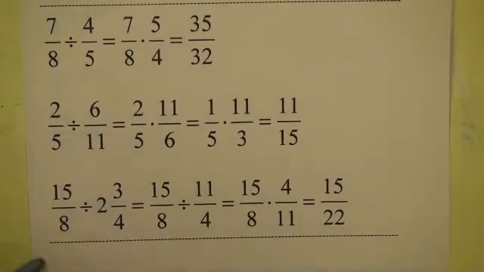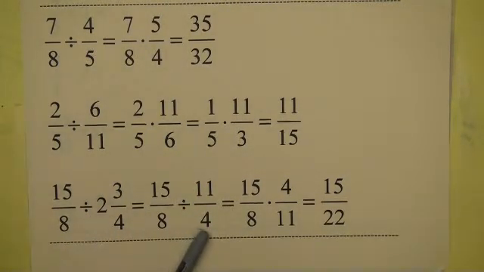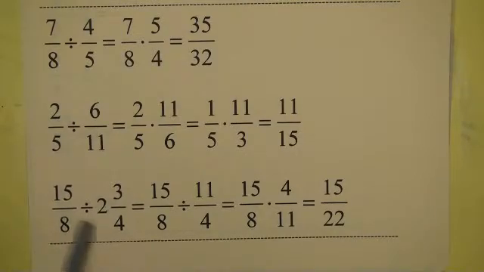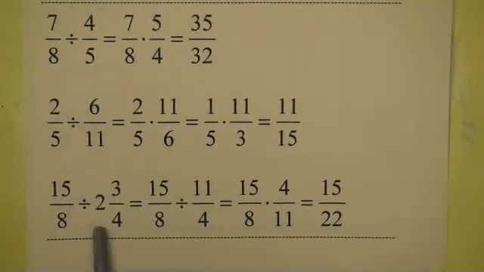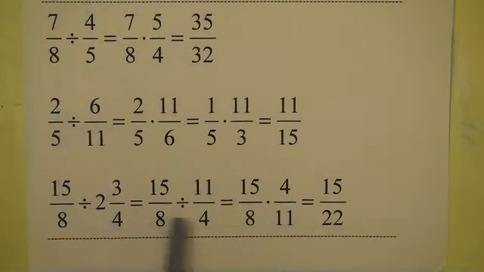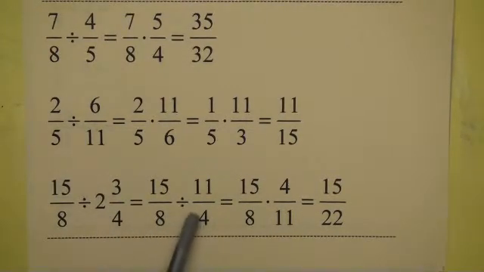And then this last one here, this third one on this page, we're going to change that 2 3/4 to an improper fraction first. 4 times 2 plus 3 is 11, so therefore put it over 4. Now guys, notice here, this is still a division problem. 15/8 divided by 2 3/4 equals 15/8 divided by 11/4. These two steps are identical. We're just simply changing the way the second fraction looks: whole number, mixed number, improper fraction.